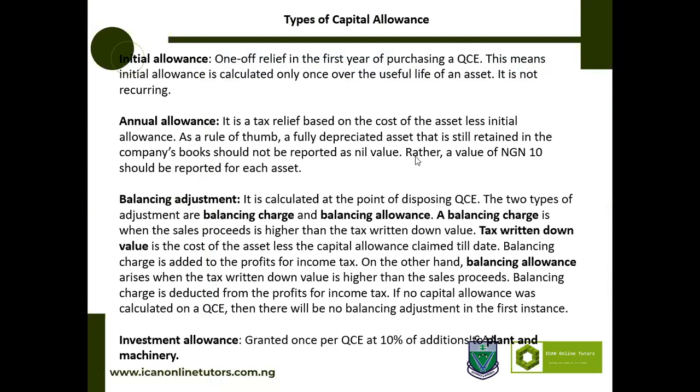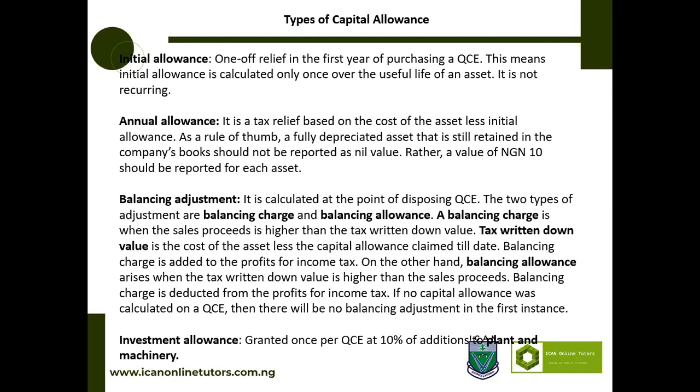Sorry. So the annual allowance, as I said, is always the cost minus the initial allowance, divided by N. And what is my N? My N is 100 divided by the annual allowance rate. It will be given. In the past exam questions, ICAN, at the back of the past question, you will be given the different capital allowance rates. It will also be listed there.